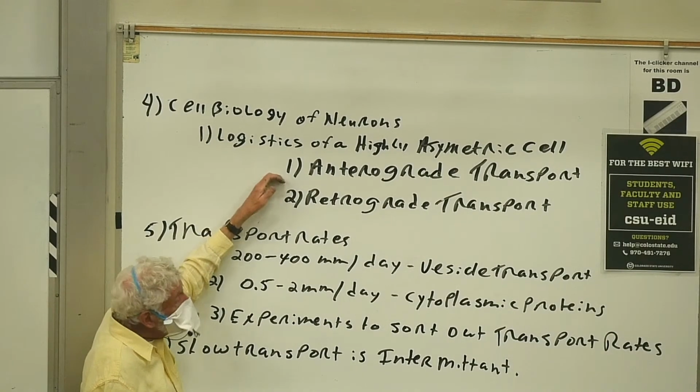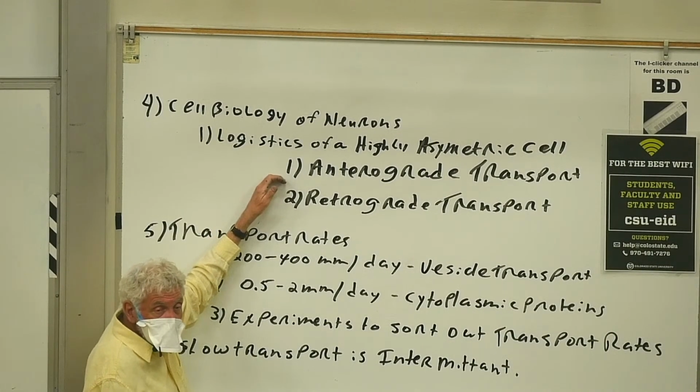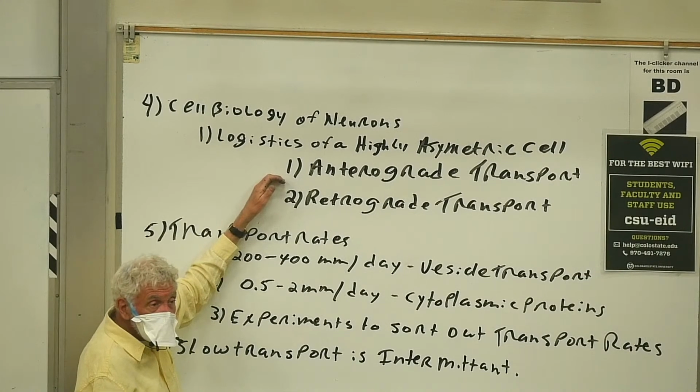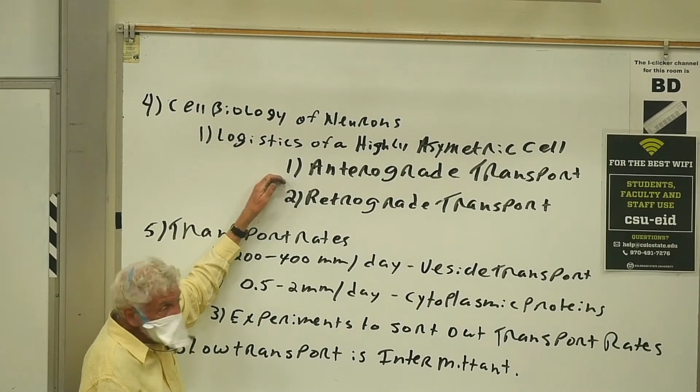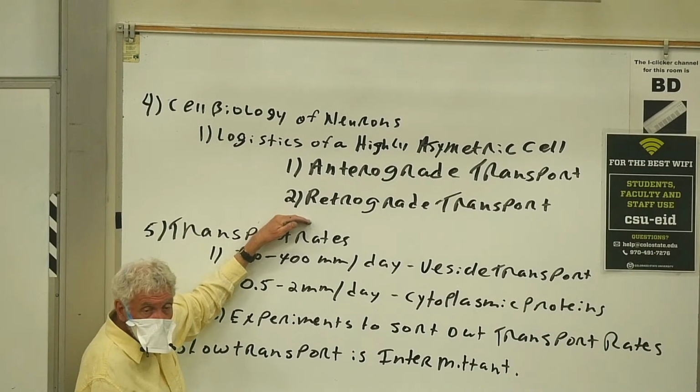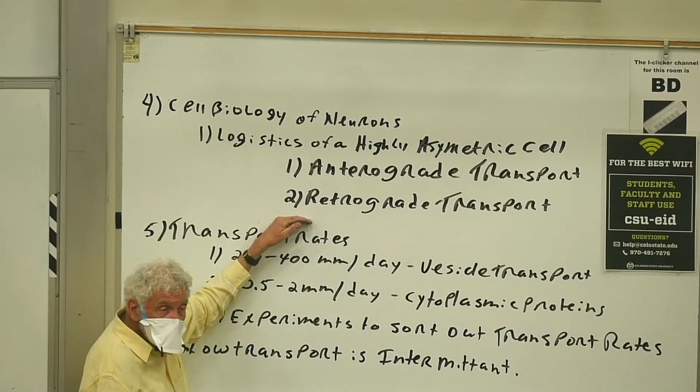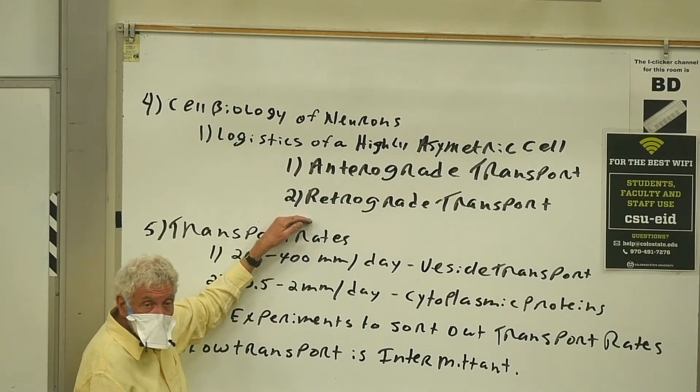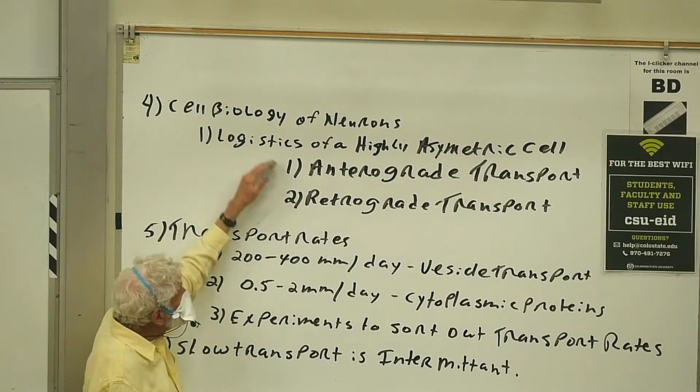You may recall that the anterograde transport is on microtubules in such a way that it's a plus-end directed motor using kinesin, whereas retrograde transport is also on microtubules, but it's being carried out by the negative end directed motor, dynein. And we'll work our way through that.